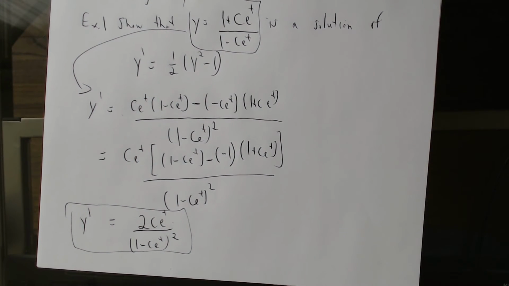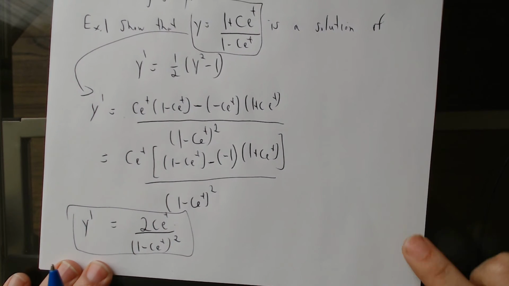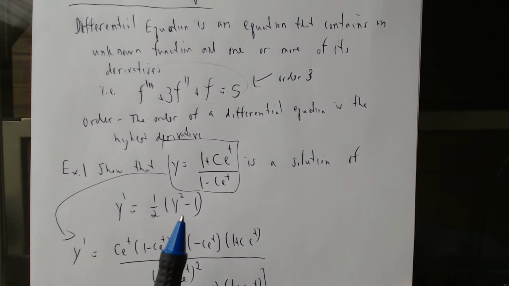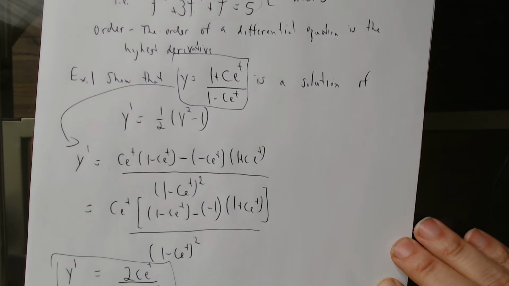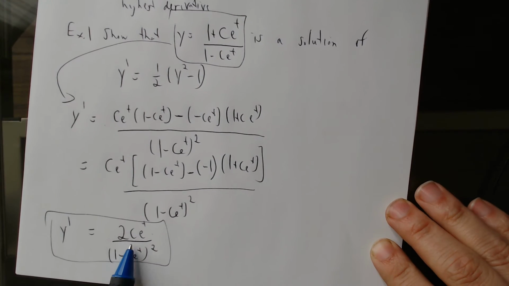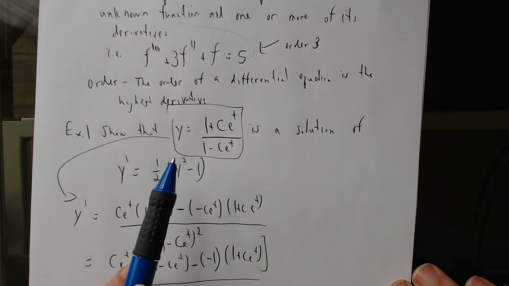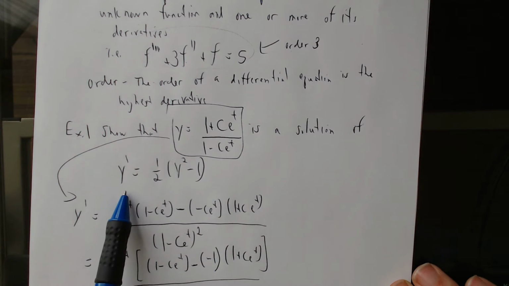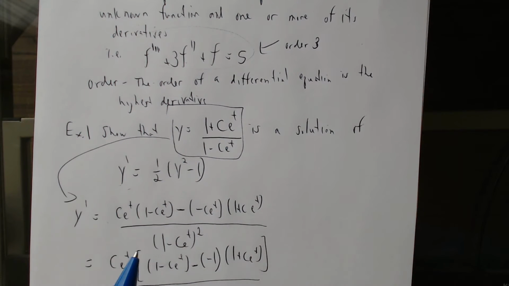So now we say, okay, well, what am I claiming here? Since this is a solution of that differential equation, in other words, y prime, which we found, should be the same thing as 1/2 y squared minus 1, because this is my differential equation. So now let's verify it.